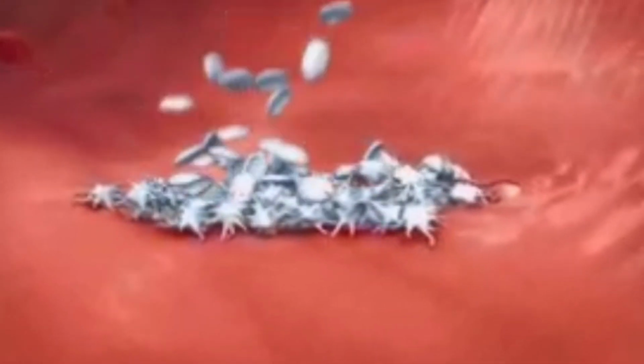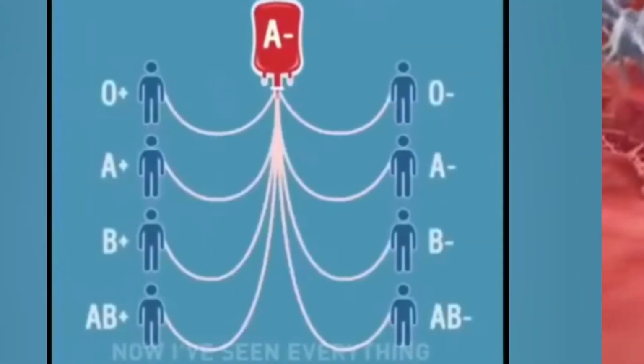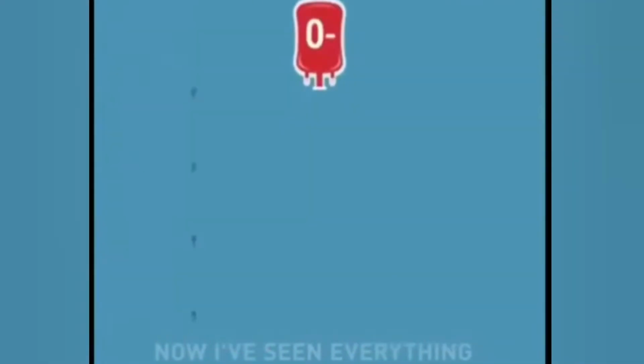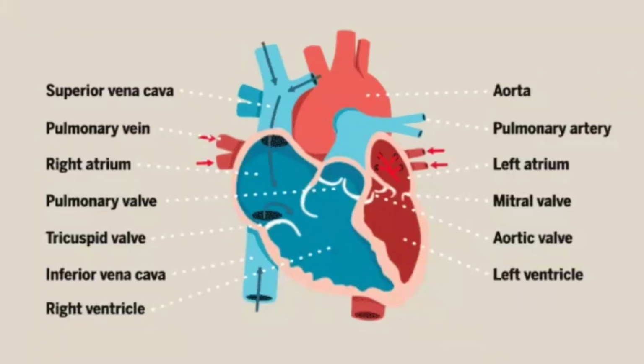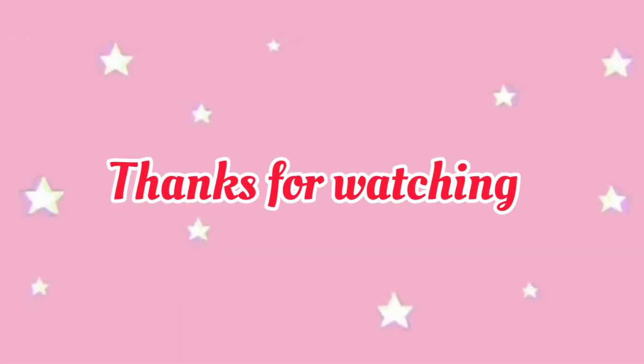So, dear students, this was all about the mechanism of blood coagulation and the various types of blood groups. In the next video, I will discuss the working of the heart, and you will study there about double circulation in the human heart.